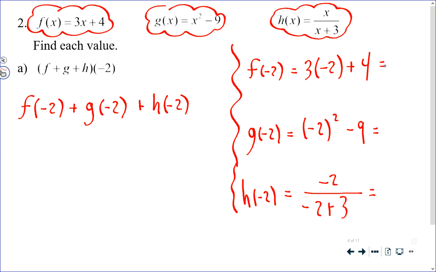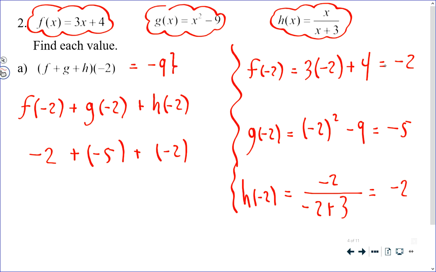F of negative 2 will end up giving you negative 6 plus 4, which is negative 2. G of negative 2, I have to square negative 2, which gives me 4, and then subtract 9. That will give me negative 5. And h of negative 2, I have negative 2 on the top. On the bottom, I have 1. Negative 2 over 1 is negative 2. So f of negative 2 happens to be negative 2, plus g of negative 2 is negative 5, plus h of negative 2 is negative 2. When we add these 3 things together, we get f plus g plus h of negative 2 is negative 9.